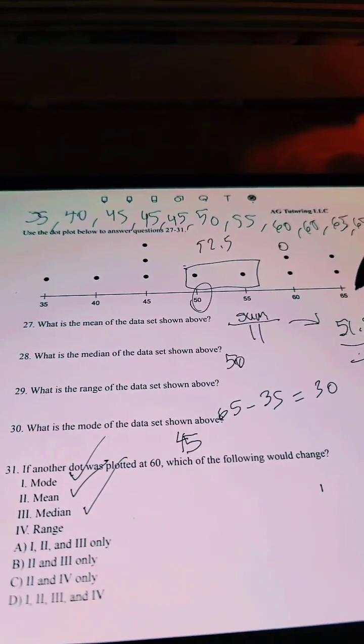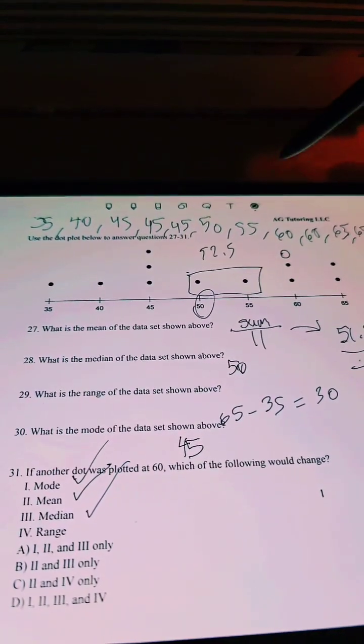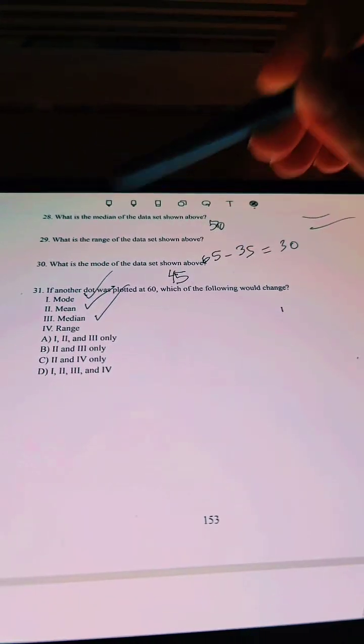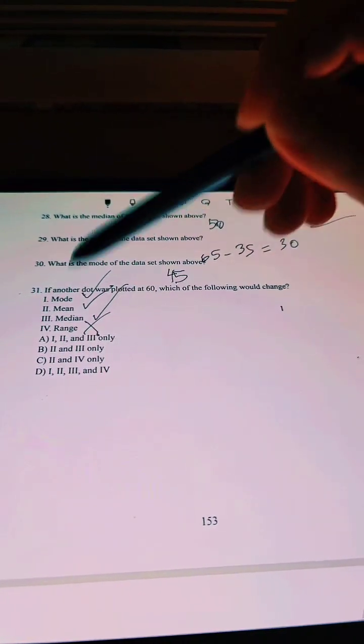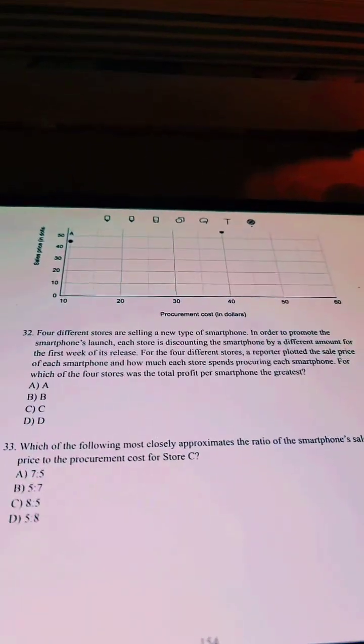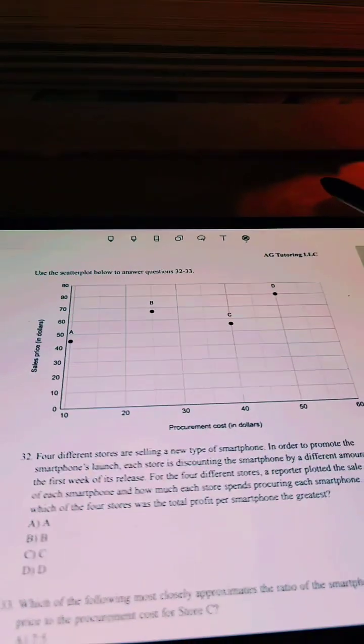And then we have to determine, does the range change? No, because the highest max value is still 65, lowest is still 35. So then we have to subtract 65 minus 35, still get 30. So that does not change, so it's just A. Okay, so let's keep going to number 32.